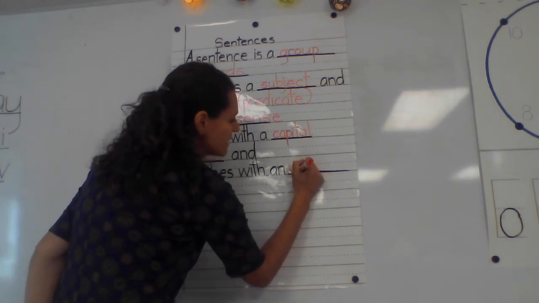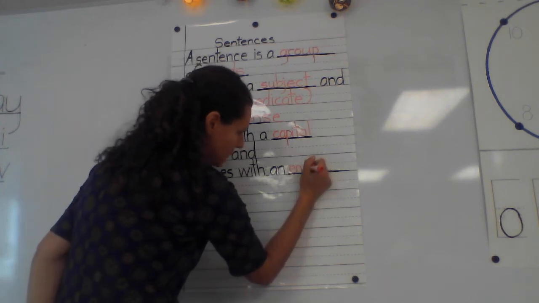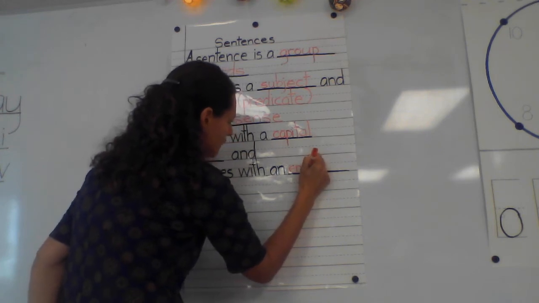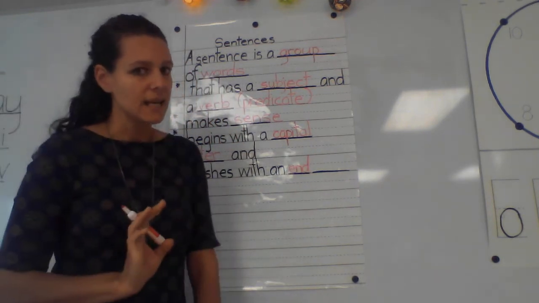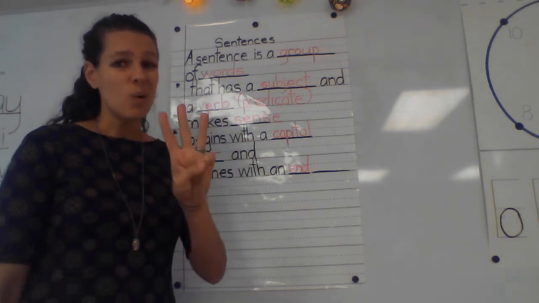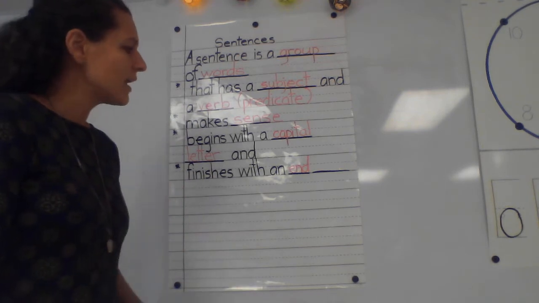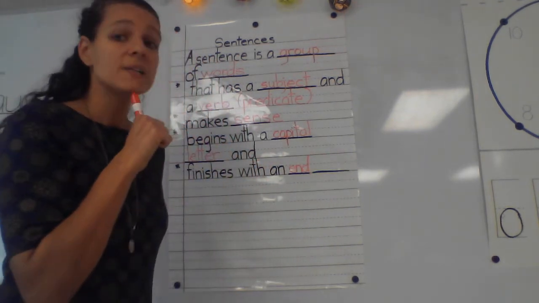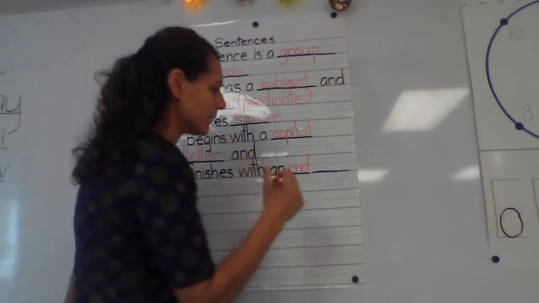So remember, an end mark is a punctuation mark that tells us our sentence is over, right? It's not just any kind of punctuation mark. There's lots and lots of punctuation marks. There are only 3 end marks. Can someone tell me what is one kind of an end mark?